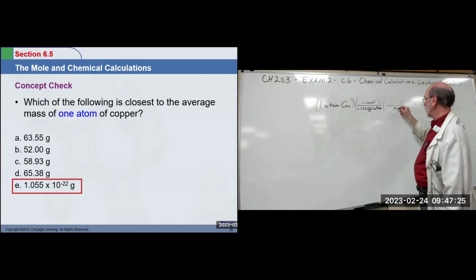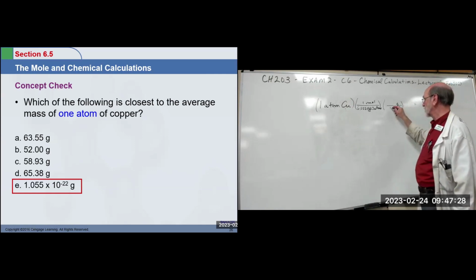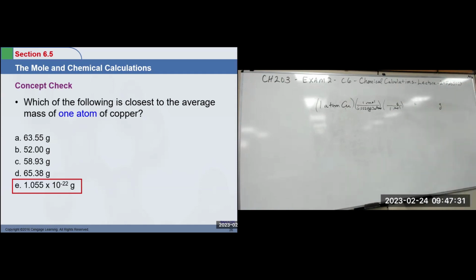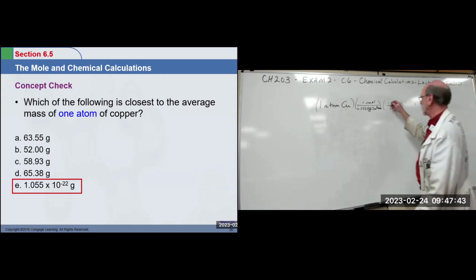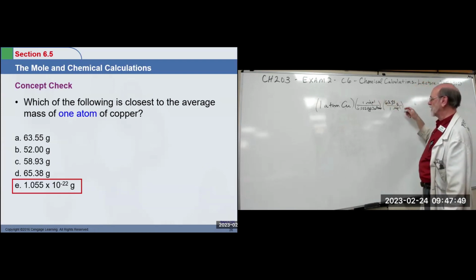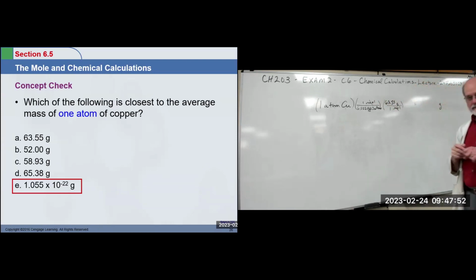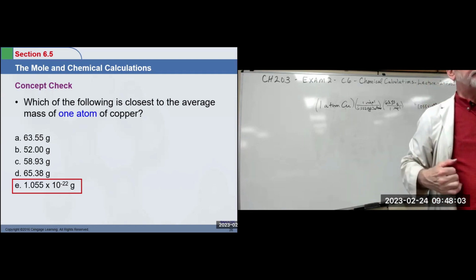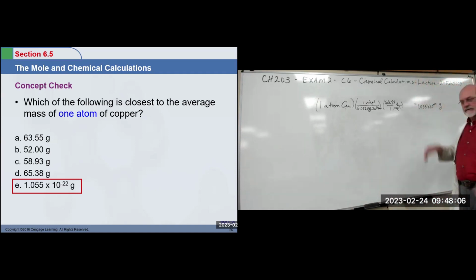Now, we know the relationship of moles to grams. We just have to look it up on the table. Copper is 63.55 grams per mole. Moles cancel. Now we're left with grams, just like we wanted. And we do that calculation, and it should come out to about 10 to the minus 22 grams for one atom. Okay, dimensional analysis.